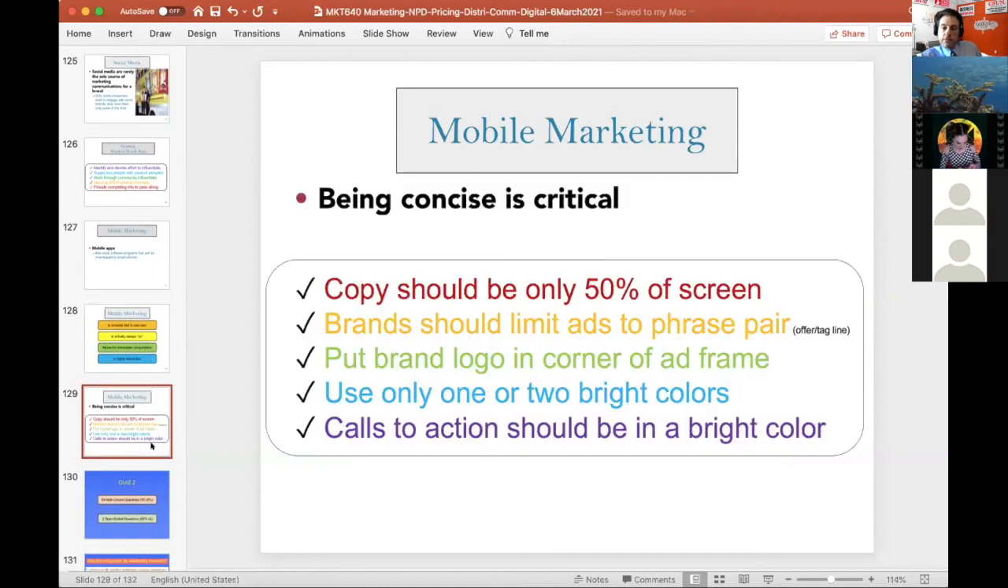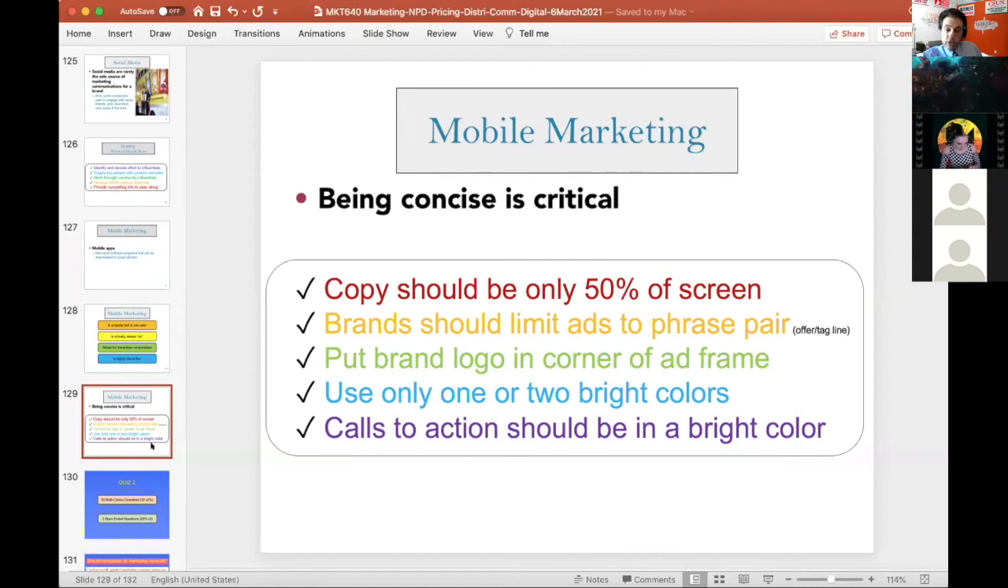And finally, it needs to have some critical elements. The ad, also called the copy, ad or copy is the same in communication, should only be 50% of the screen for an application. Because if it's too busy, people don't use it. It's a little bit like Yahoo versus Google. If there's too much, people don't use it.